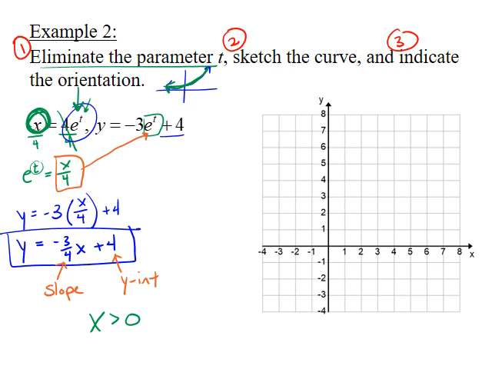So what I'm going to do now is just graph this equation of the line. So the y-intercept is 4. This should be an open circle because of this implied restriction. So then we'll go down 3 to the right 4, down 3 to the right 4, and our graph will end up looking like this with these arrows to indicate the orientation.